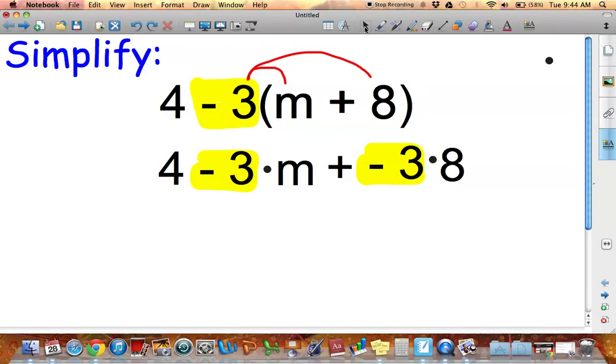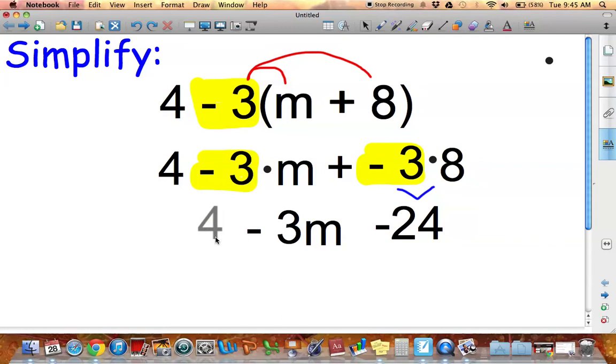Now we need to simplify a little bit. I think the obvious one to see is that negative 3 times 8 is going to give us a negative 24. So I'm going to put that right there. If you want to, you can still put that plus sign there, but it's unnecessary. Because here, that negative 3 times m, we can just write as negative 3m. And again, that 4 is just hanging out. Okay, so at this point in time, we've got 4 minus 3m minus 24. We are super close to being totally done.